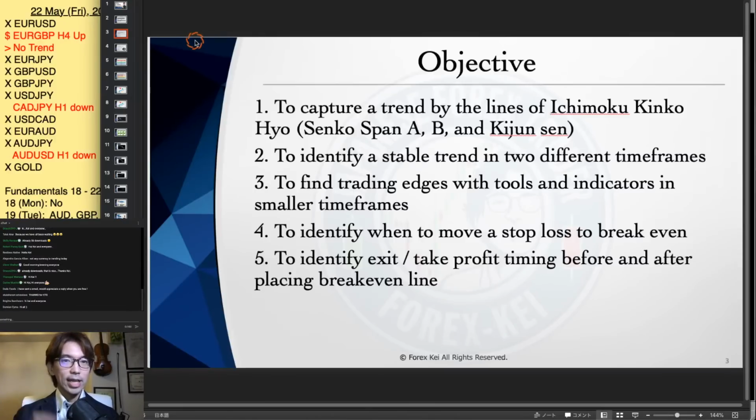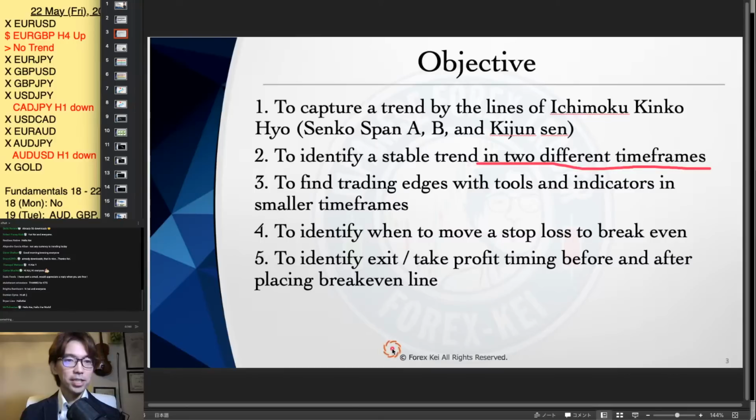And a second one is to identify a stable trend in two different time frames. So here's the key, in two different time frames. So usually what I do is I am a trend follower. So usually when I take trades, I look at the trend, I capture the trend, and I ride on the trend, because that's the most time efficient way to take trades, in my opinion. And that's another objective here.